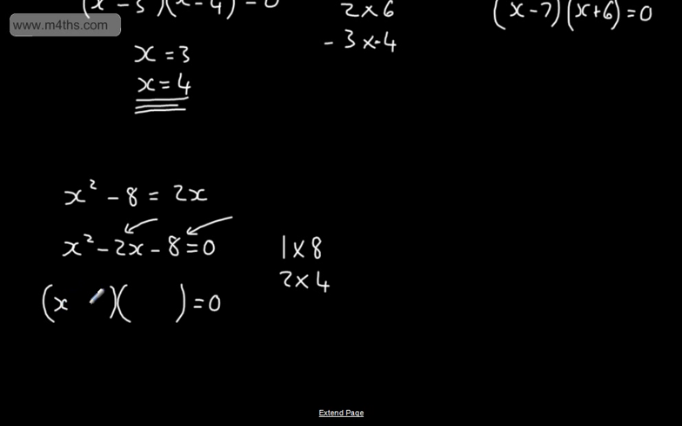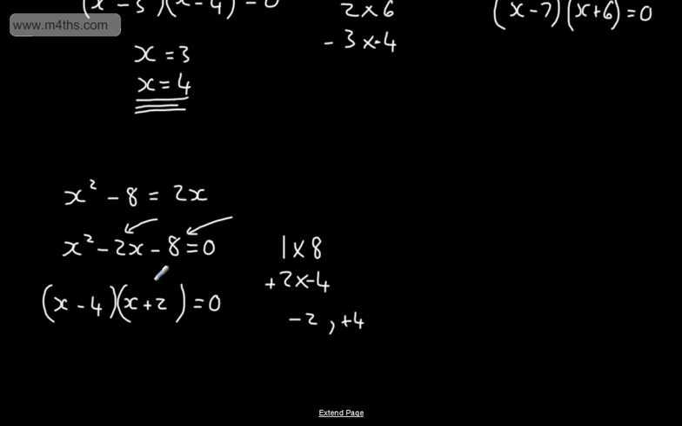If I look at this, I know I'm going to have my x in the front of each bracket. I've got minus 2, so this is going to be plus 2 and minus 4. So I can put them in any order I want, minus 2 and plus 4. I can't have minus 2 and then plus 4.